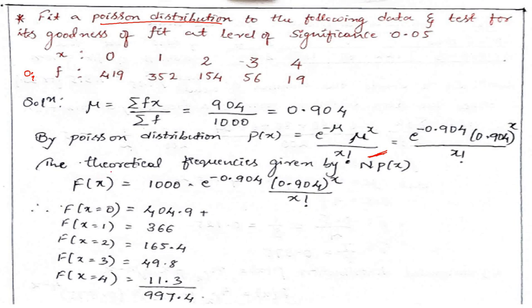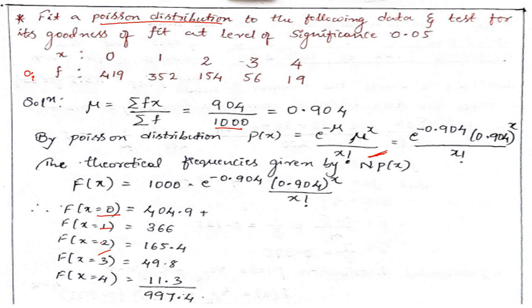Now I need to find out the expected value. So I am going to find out the theoretical frequencies given by the formula n p of x. What is n here? N is 1000, so summation f is equal to 1000 here. So 1000 times p of x. Just give x equal to 0, 1, 2, 3, 4, and you get these values here.